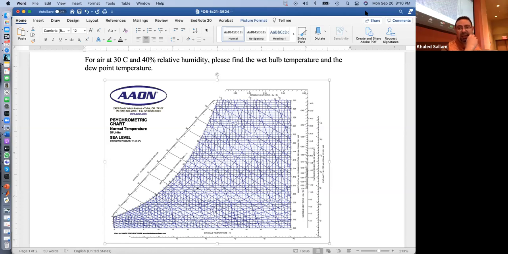Someone said, I cannot find the metric chart. Where is it? It's the same file that's uploaded on Canvas. The first page is SI, the second is metric. I said that earlier today. The second page is SI, yes.